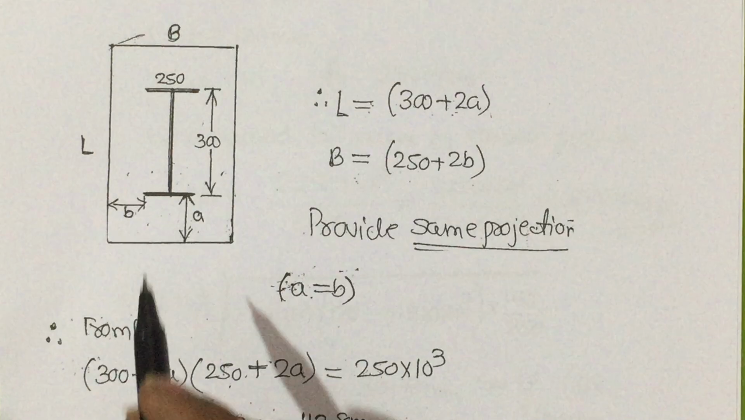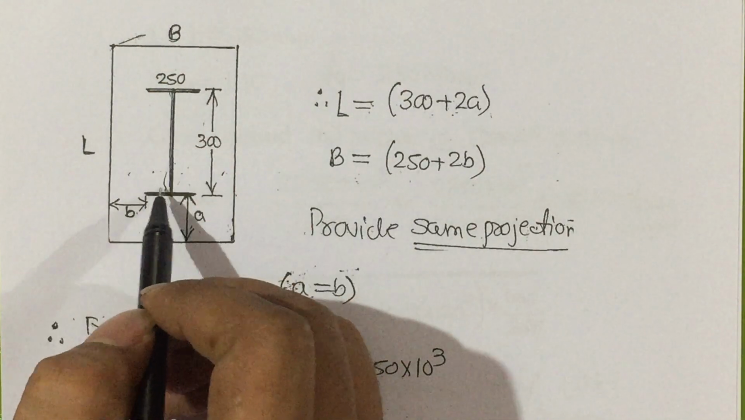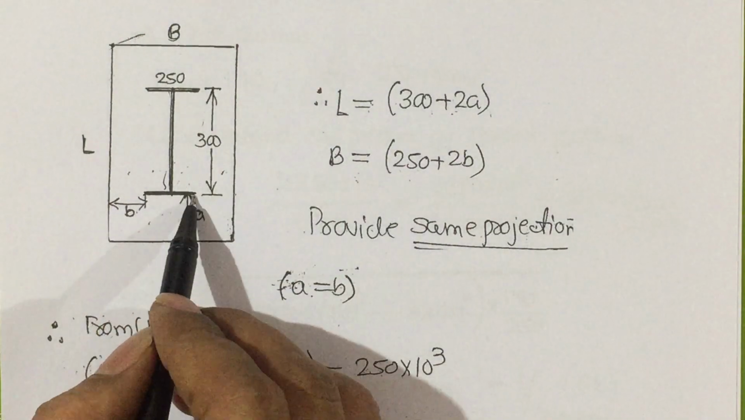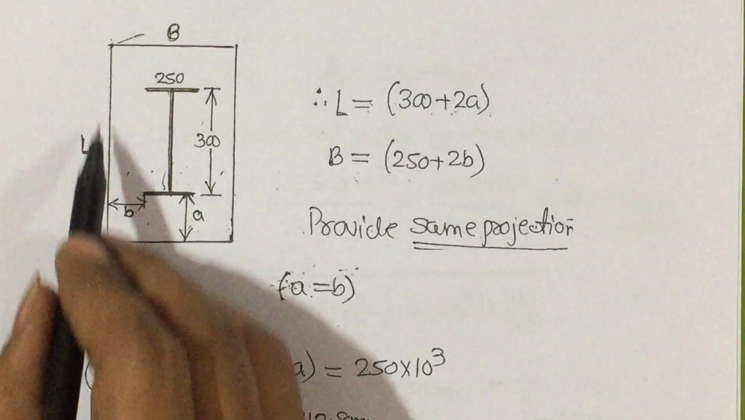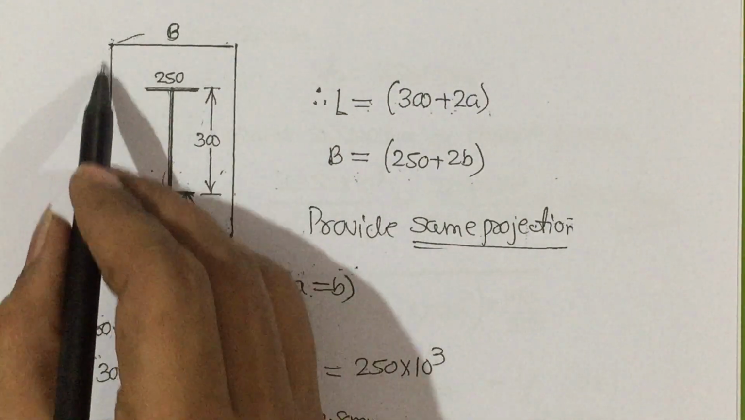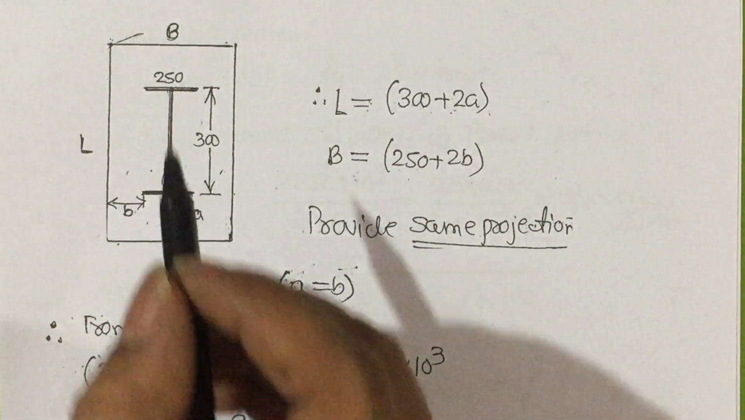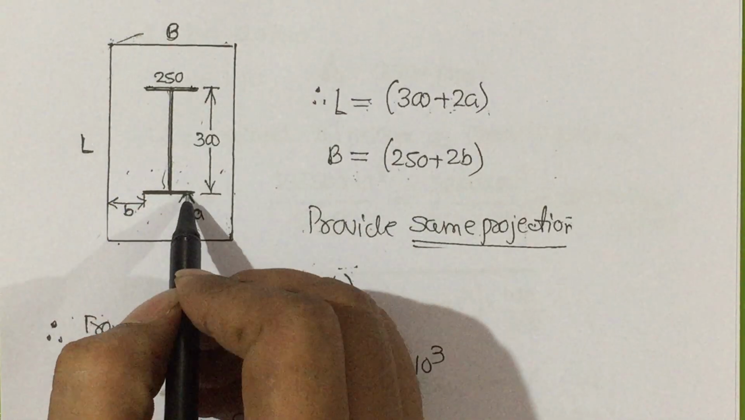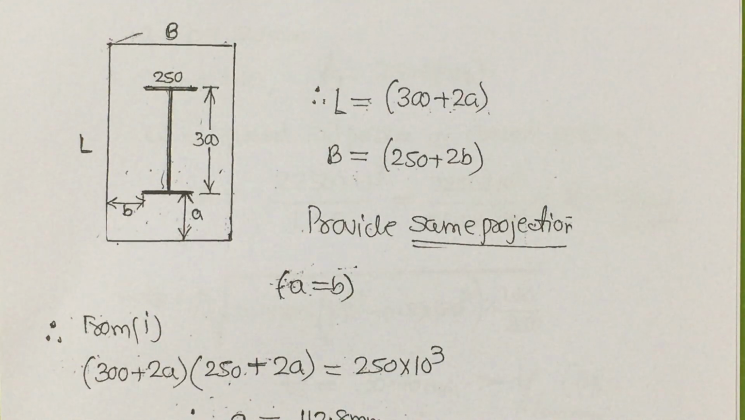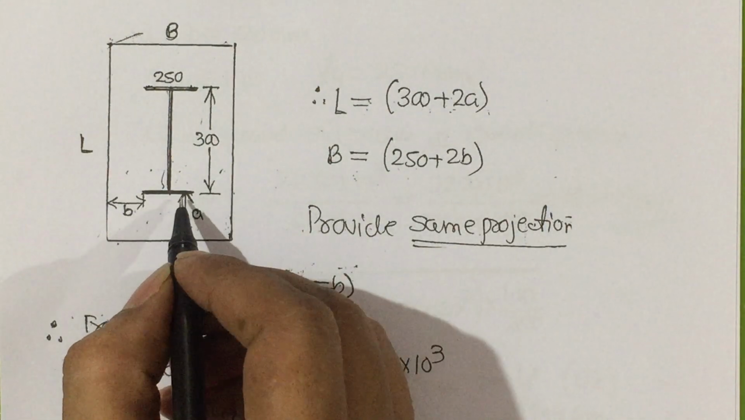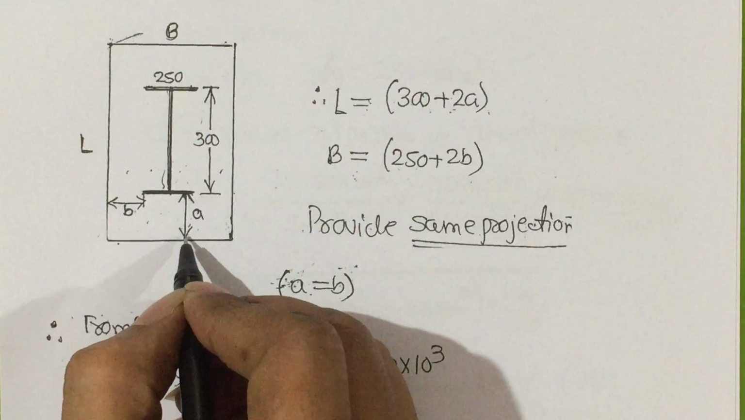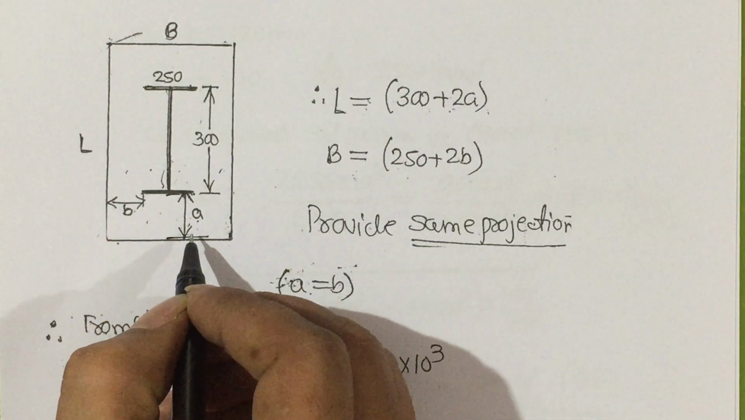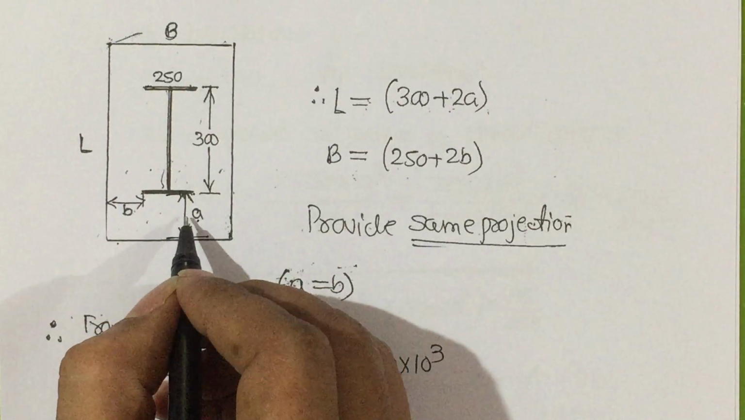Now, we can show it pictorially. The given section is I section. Here we are looking from the top view. The given section is I section and this is the base plate of width B and length L. And the dimensions of the column are width 250 and height 300, it is ISHP 300. The projection in this direction, let us call that as A. Projection means from the extreme edge to the start of the column. Here in this direction it is A, Y direction.